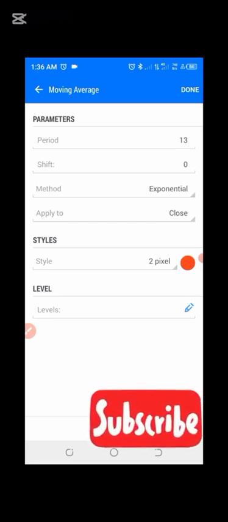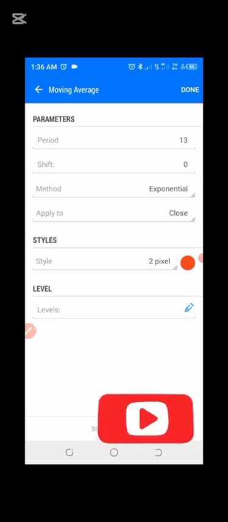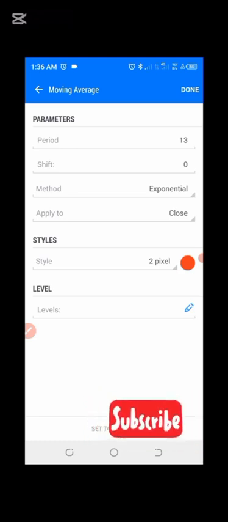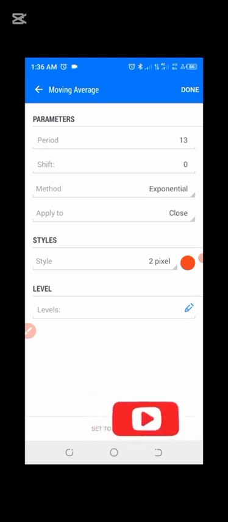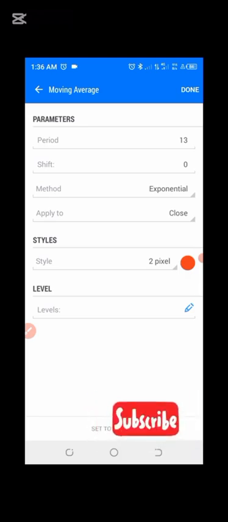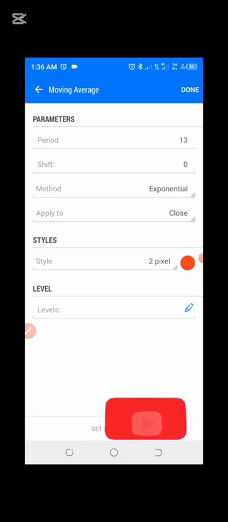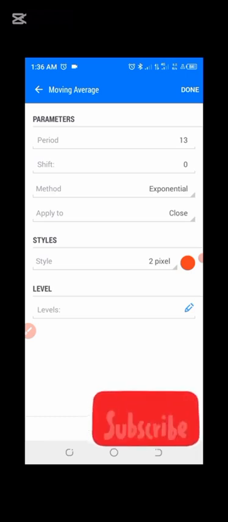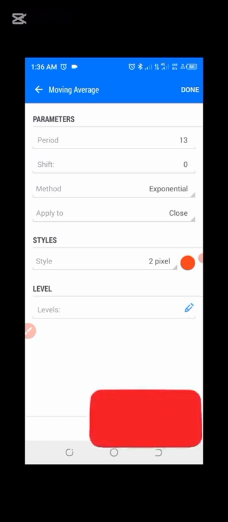I repeat, the method is exponential and the period is 13. This is very, very crucial. This is one of the pros and cons of the strategy, so pay attention to it. The style is 2 pixels. Then the color, you can use any color of your choice, but if you want your chart to look like mine, so that when you are doing your back test you will not get confused or lost, then make it red. Once you are done, you click on done.